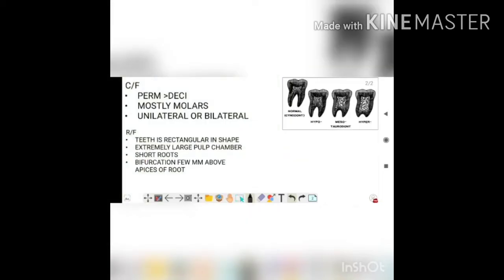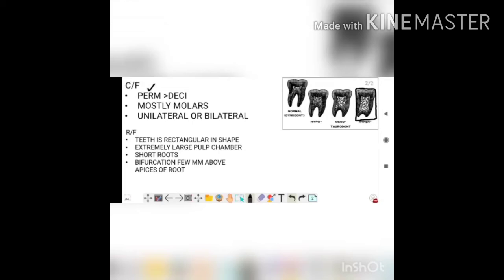Now let's see what are the clinical features of taurodontism. First, it is more prevalent in the permanent dentition than in the deciduous dentition. Second, it mostly affects molars. And third, it can occur unilaterally as well as bilaterally. Now let's look at some radiographic features of taurodontism. The first point is teeth are rectangular in shape. Now as you can see in this hypertaurodont, see the shape of the teeth. It's almost rectangular, right? Then the pulp chamber is extremely large.